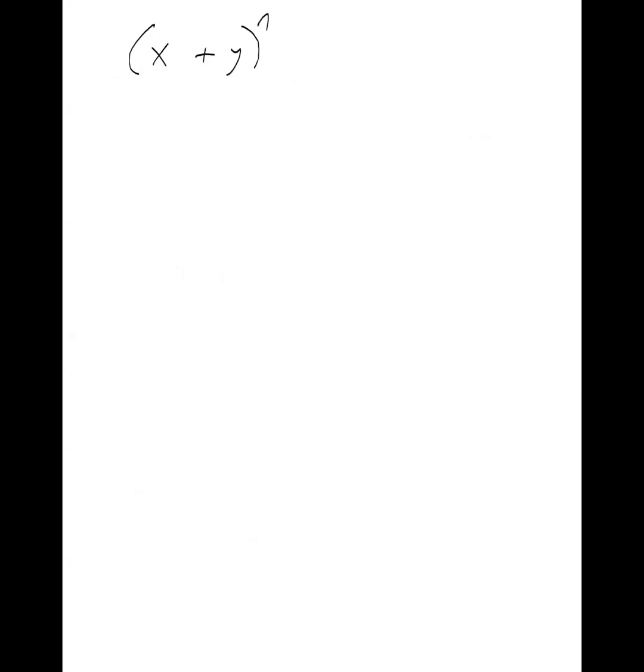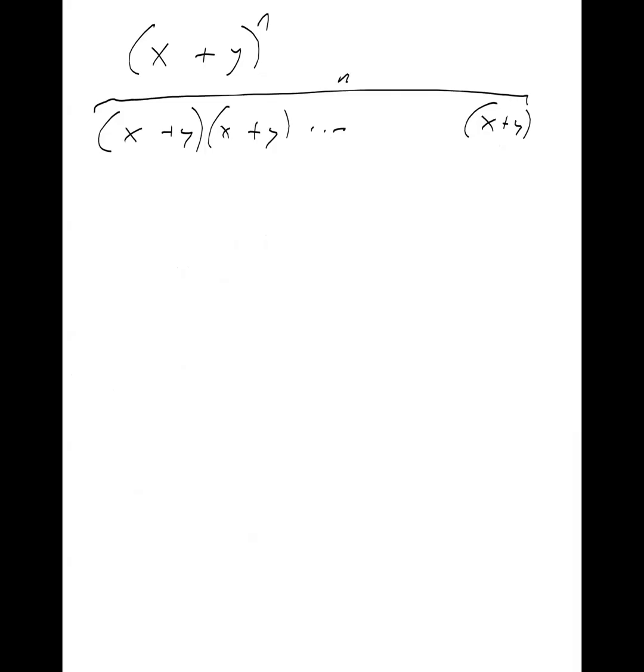So (x plus y) to the nth power is kind of cool actually. It's equal to (x plus y) times (x plus y), etc., times (x plus y), and there are n total factors, n different factors. So how many times will you get exactly...?